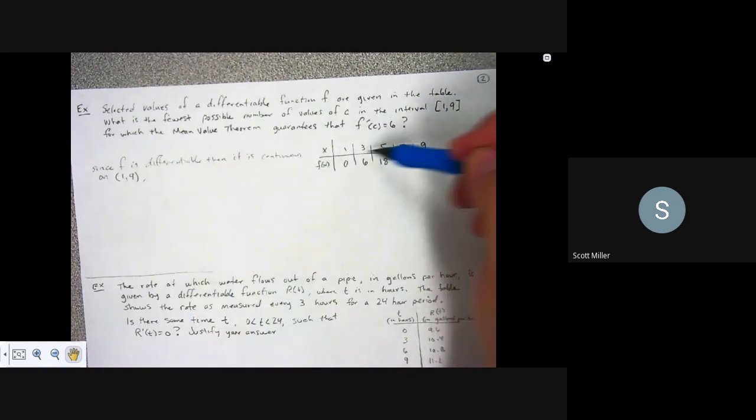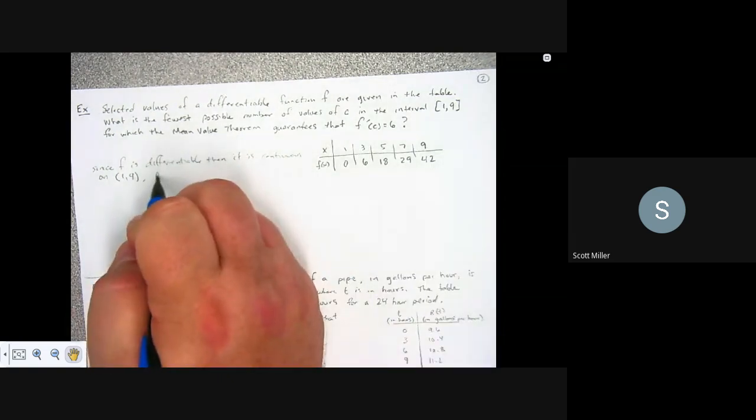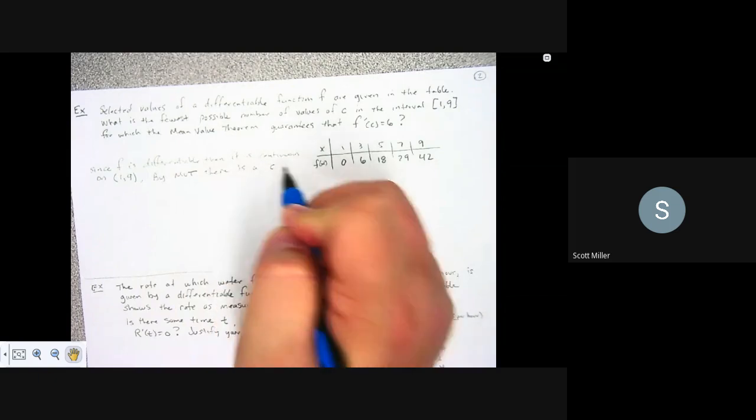Is there a point in here where we can get 6? So this is why we don't need to look at the endpoints here. There's no way I can get a 6 from the endpoints. Okay, so it's going to occur inside the interior somewhere. So based off of that, by the mean value theorem, there must be a C somewhere. And because there might be more than one, I'm going to call this first one C1. Can I find a secant slope somewhere that is equal to 6?